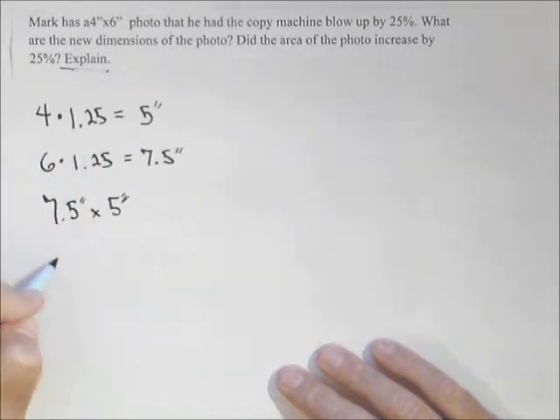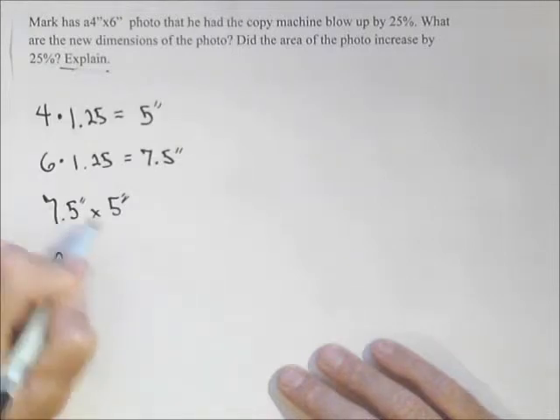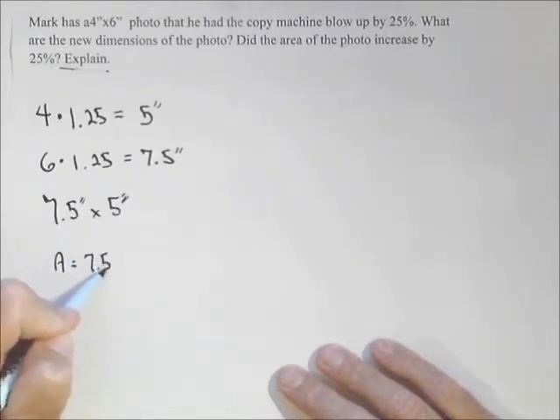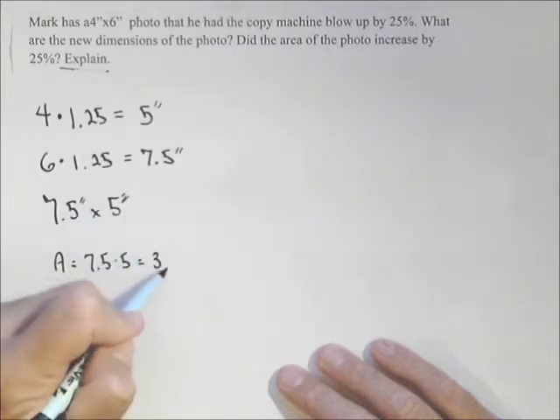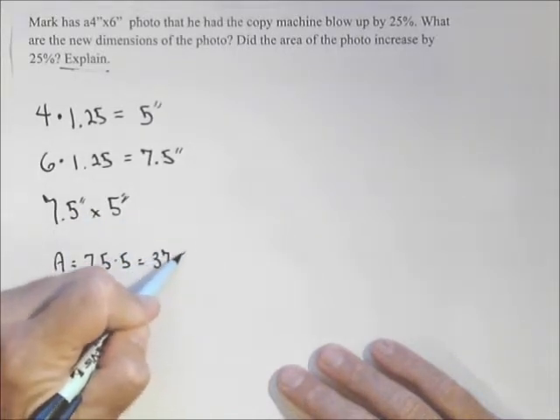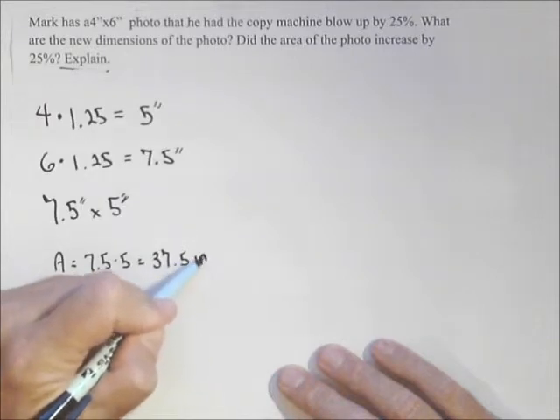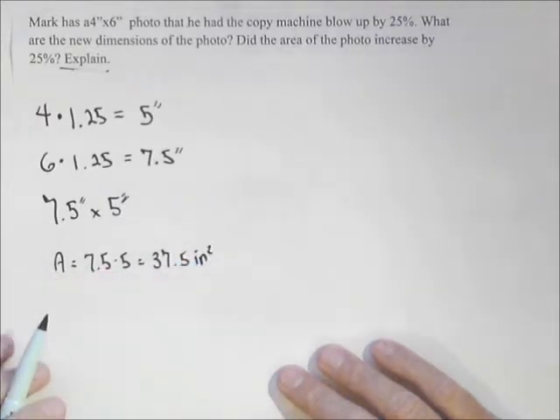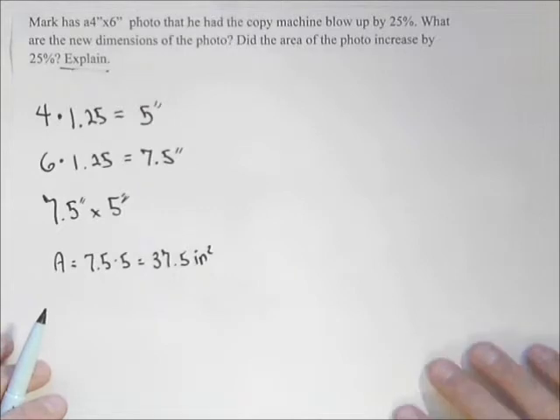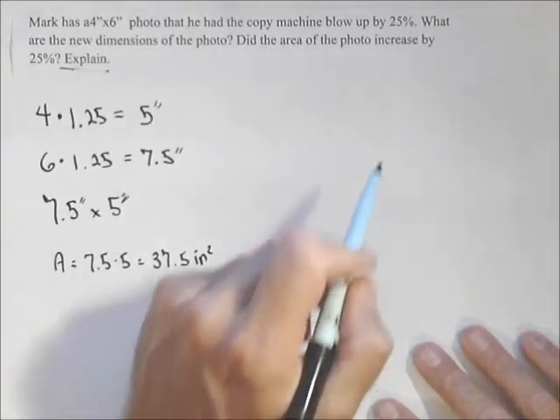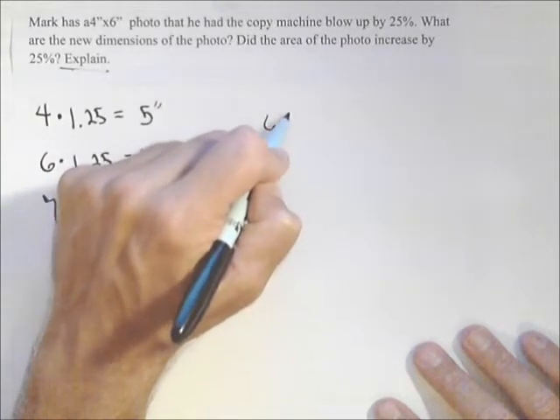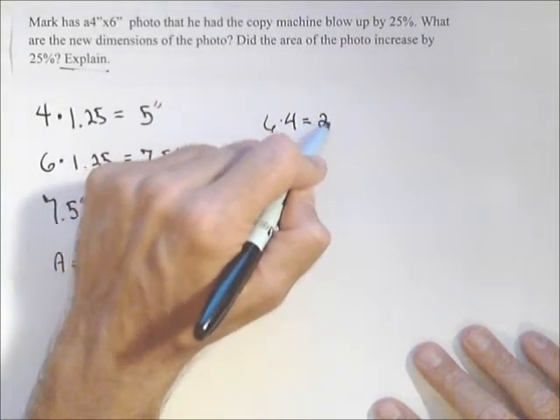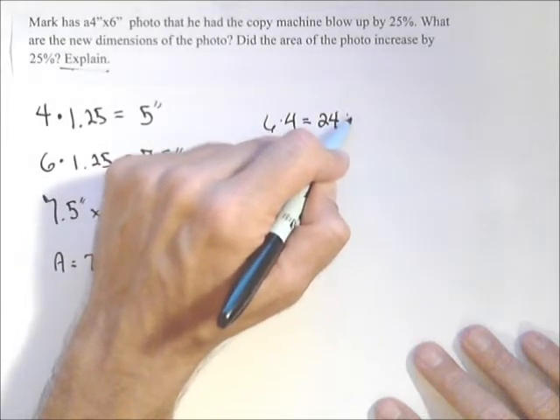Now the area is going to be equal to 7.5 times 5, or 37.5 square inches. Because the other question is, did the area increase by 25%? Now the area of the old photo was a 6 by 4, so the area was 24 square inches.